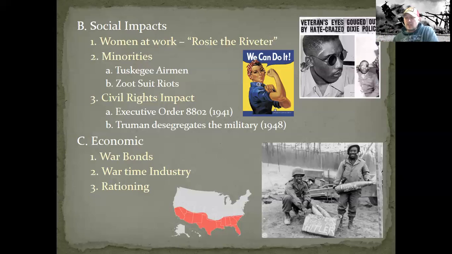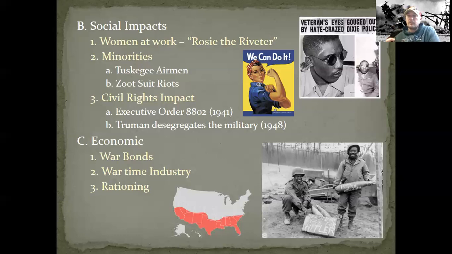Not only would people save their metal, like tin cans, they would save for the war effort. Even lard, people would actually save their bacon grease, and they would make ammunition out of that. So that type of rationing, but also using less.